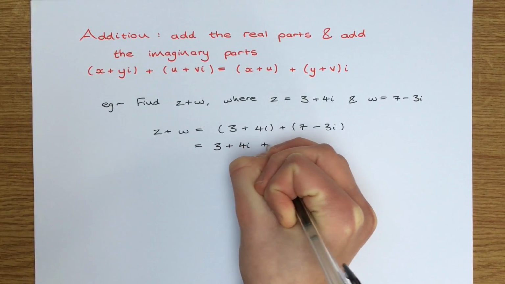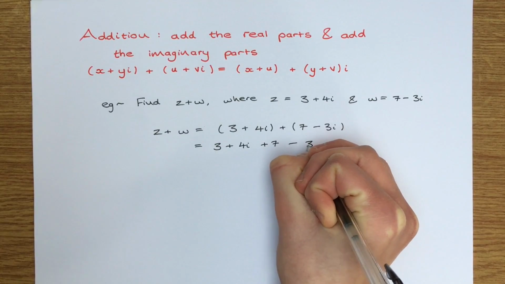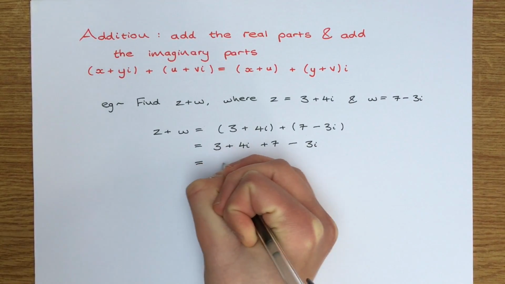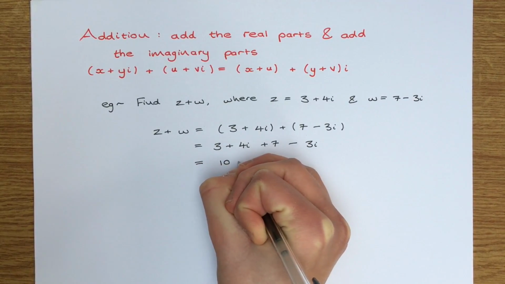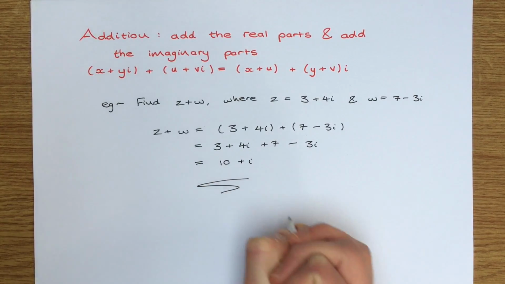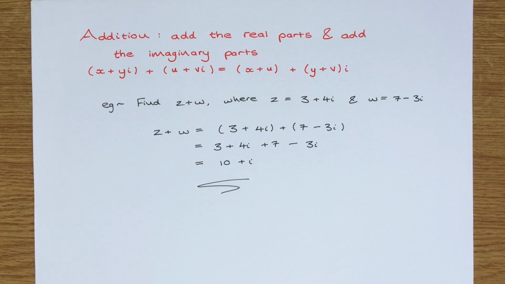So we've got 3 add 4i, add 7 minus 3i. Then I'll add the real parts together. 3 add 7 is 10. Then I'll add the imaginary parts together. 4i minus 3i is going to be i. So z add w is just 10 add i.